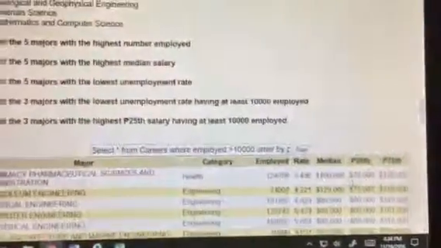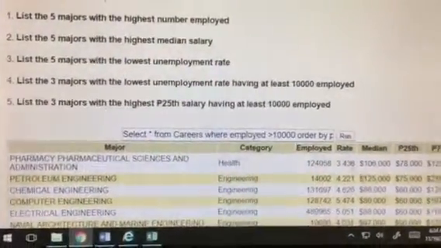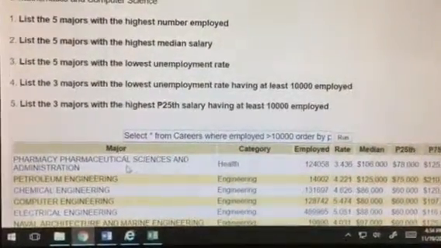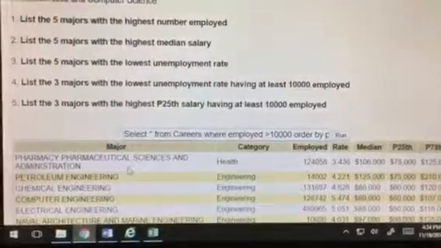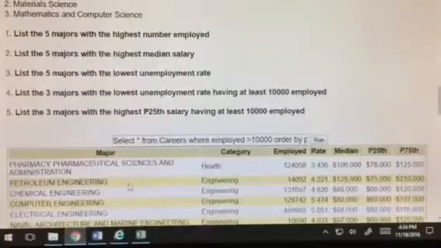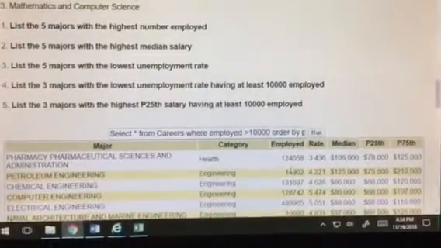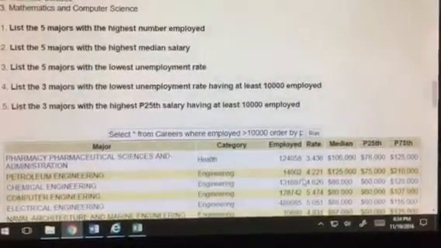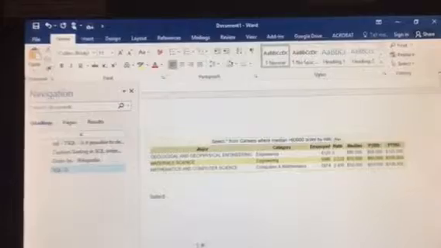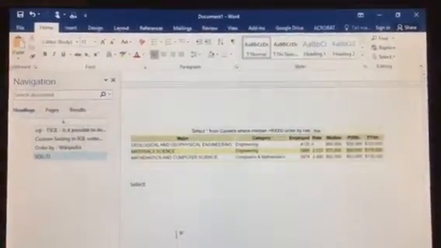Now I have the highest, not the lowest. The one that has the highest salary is pharmacy, pharmaceutical sciences, and administration. Second is petroleum engineering. Both of these have more than 10,000 people employed. Okay, good luck with this. When you are done, be sure you find your file and attach this. If you have any problems, I'll try and put that on a separate video or just call me. Thank you.